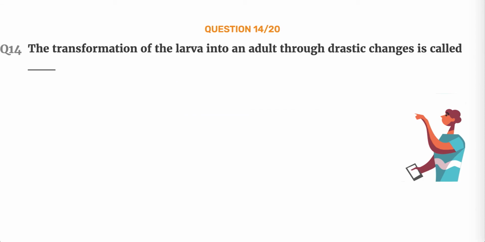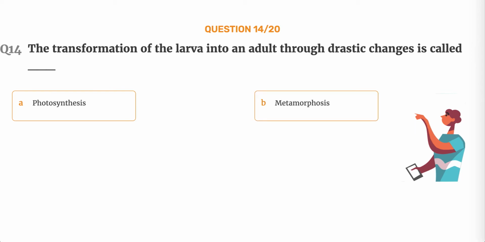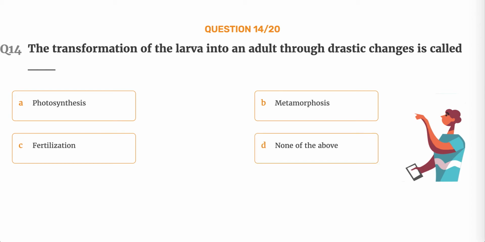Question number 14. The transformation of the larva into an adult through drastic changes is called _. Option A, photosynthesis. Option B, metamorphosis. Option C, fertilization. Option D, none of the above.